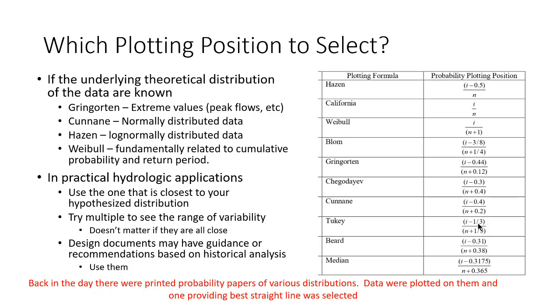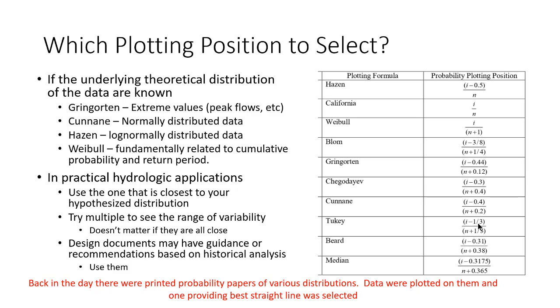So why are we calling this plotting positions? Well, back in the day, we used to have what are called printed probability papers for various distributions. So you would have a normal distribution paper, a log normal distribution paper, a Weibull distribution paper. What you would do essentially is take your data. You had to do a few manipulations to it, but once you got the data in the format, you would plot them on this probability paper. And if the plot gave us a straight line, then that was the distribution we picked.